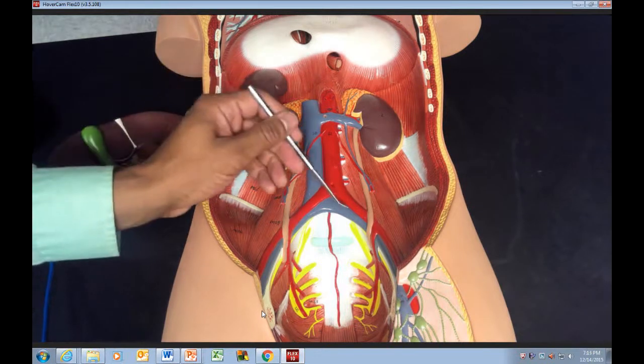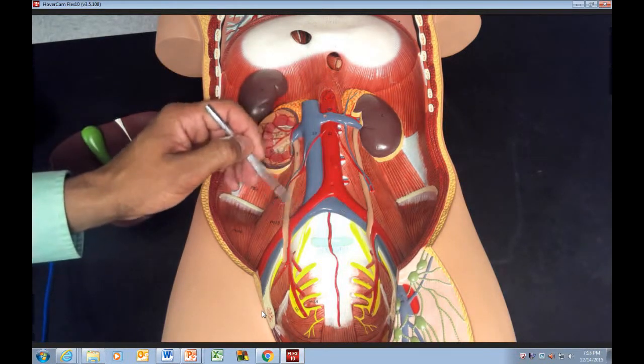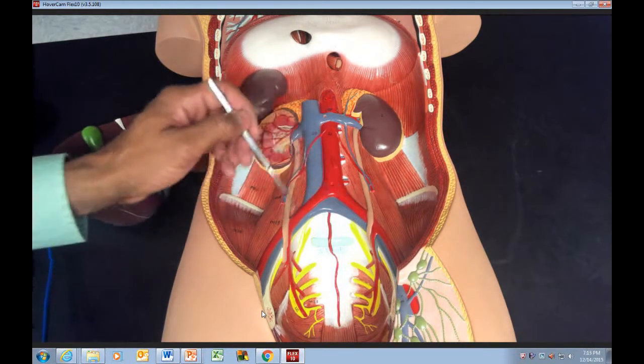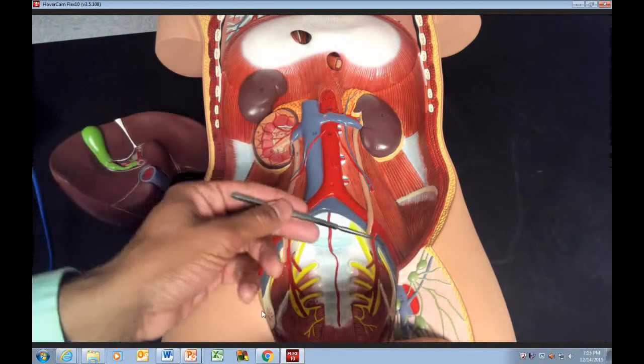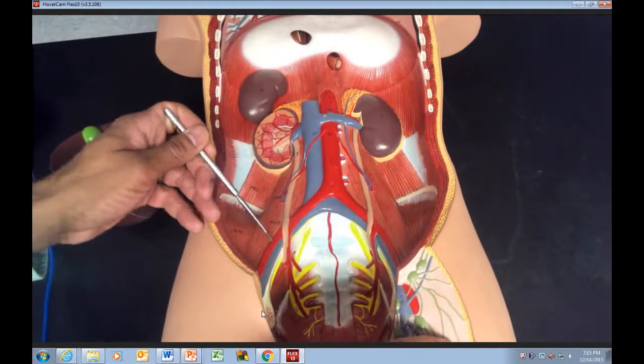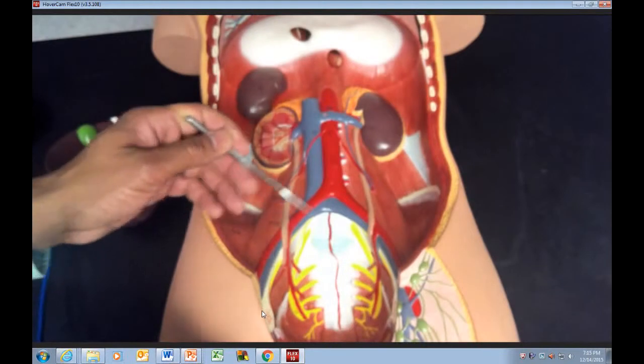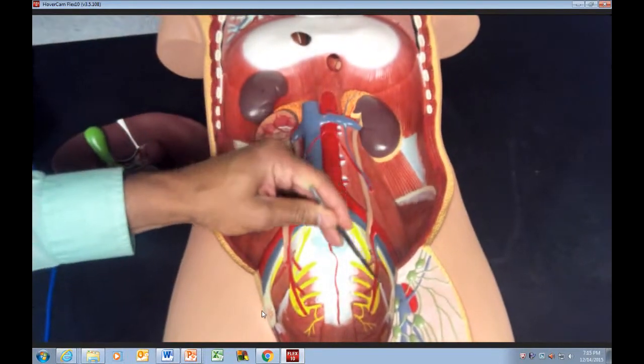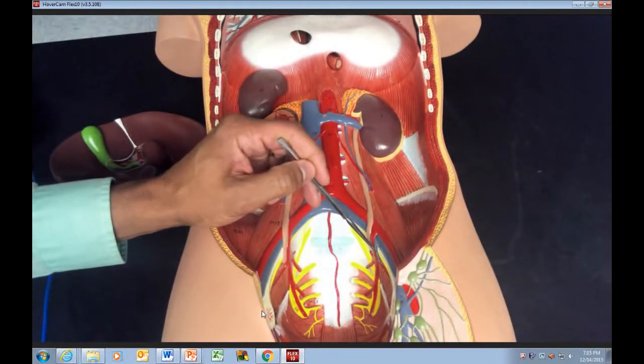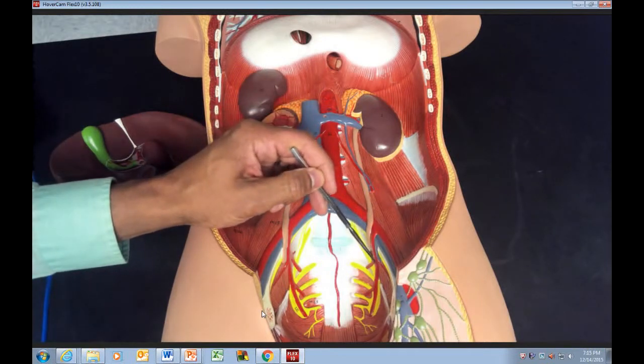All right. Common iliac, vein, artery. Once we're here, it's the femoral. So here's the femoral artery, femoral vein. And you'll notice that running down here is the deep femoral vein, deep femoral artery.